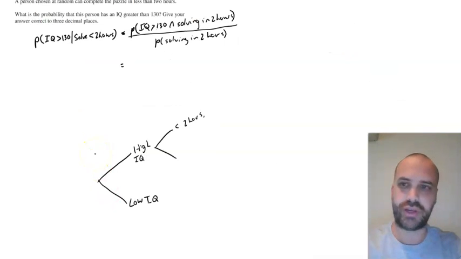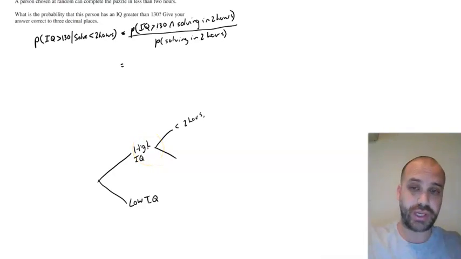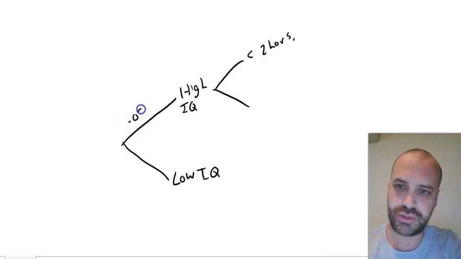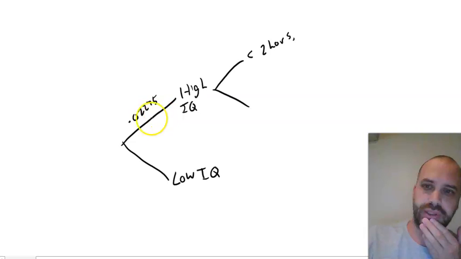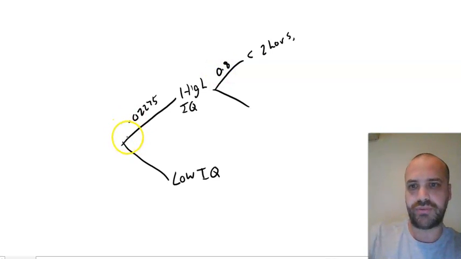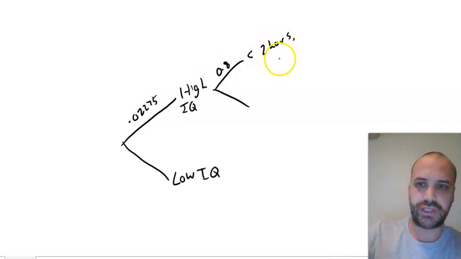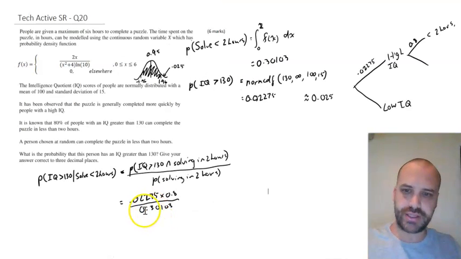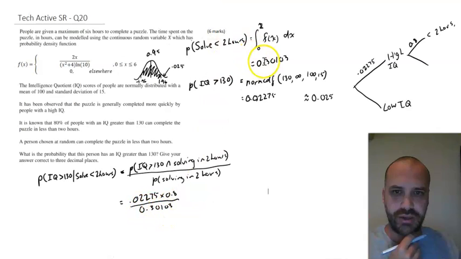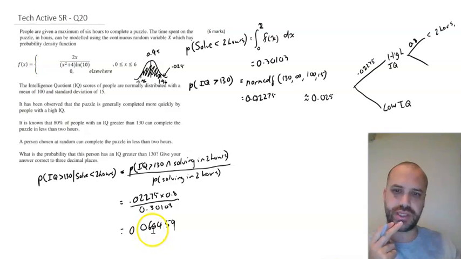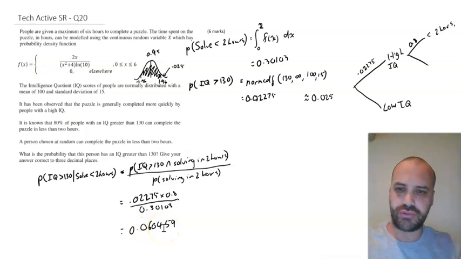Alright, there's my little tree diagram. The probability of having a high IQ, larger than 130, we've already figured out is 0.02275, and the probability of having a high IQ and then solving it in less than 2 hours is 0.8. And hopefully you can see that the probability of doing this and this, having a high IQ and solving it in less than 2 hours, is going to be this times this. Okay, satisfied. So all that remains now is to put that 0.30103 in from this and calculate that. And we get an answer of 0.060459. You can round however you want.